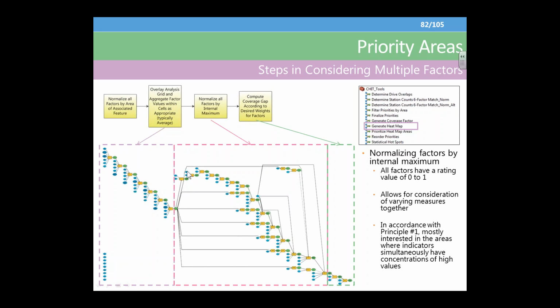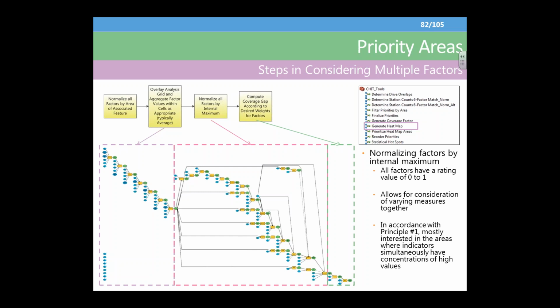You normalize each of those factors internally. So this gives you your relative assessment of how each of those factors might impact your full coverage gap assessment. And then you compute that coverage gap according to the desired weight for each of the factors. And so normalizing each of those factors by their internal maximum, everything is then just a 0 to 1.